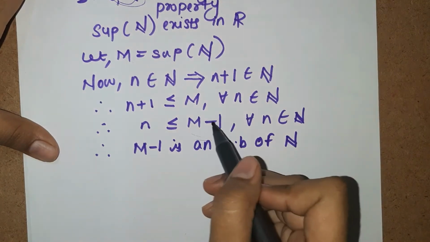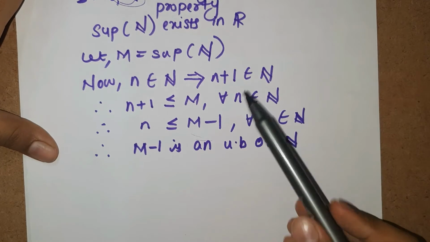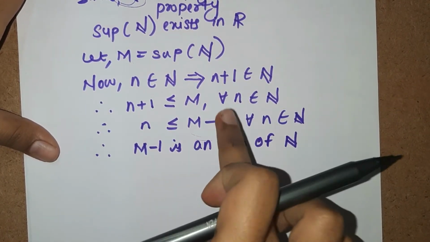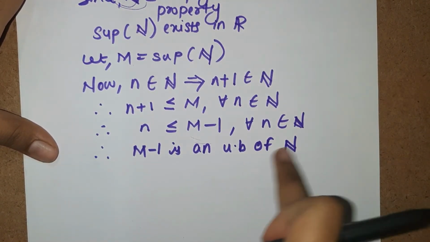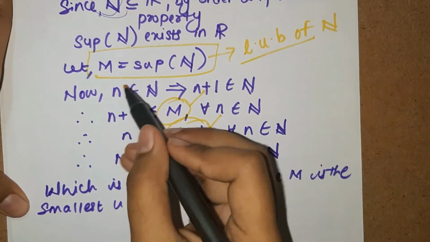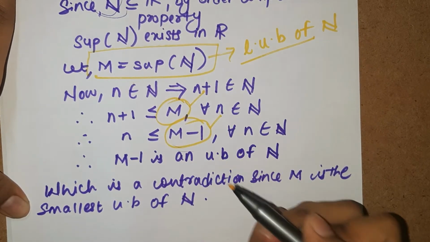Now m minus 1 is greater than n, and n belongs to the natural numbers. That's what we have been writing. Therefore m minus 1 becomes an upper bound of the set n. That's what we have written: m minus 1 is an upper bound of n. Okay, so we know that m is the supremum of the natural numbers here, and m minus 1 is an upper bound of n.